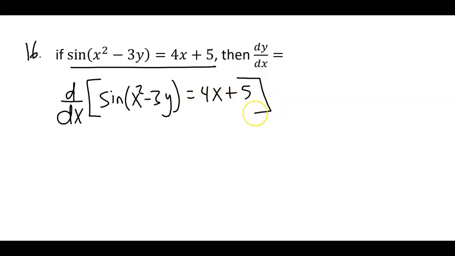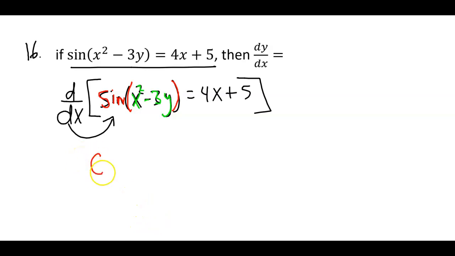Just writing it out like that with the derivative on the outside. For this guy here, we're going to take the derivative of that. Now, when we do that one, it's a chain rule. Okay, we have an outside function, which is the sine, and then we have an inside function, which is x squared minus 3y. So let's do this derivative.